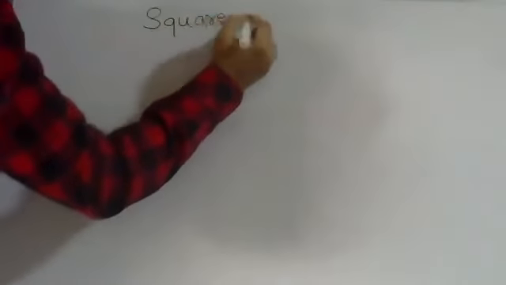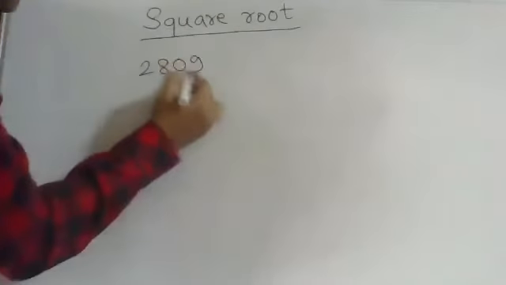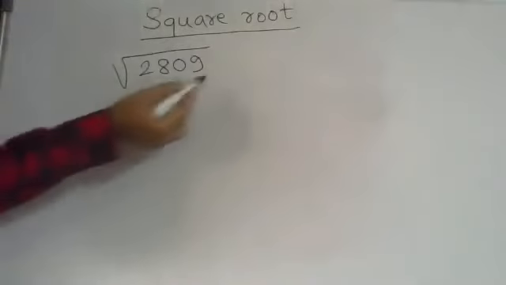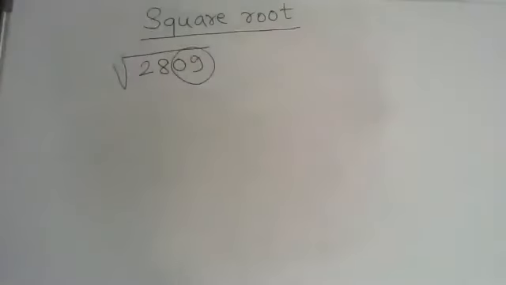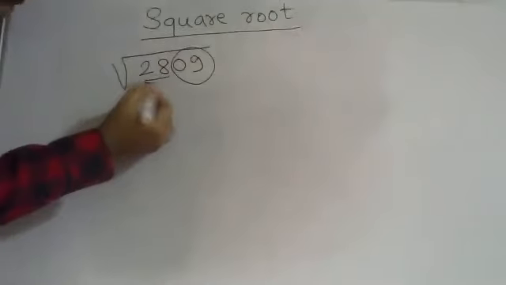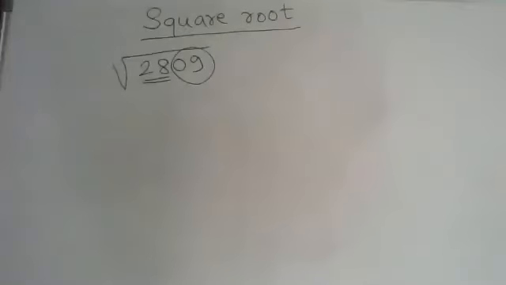Now we'll start square root of any number. Square root of 2809. First, leave these two numbers. 28 is near to which square? 28 is near to 5 square. We want the smaller number, 5 square. So I will write 5.